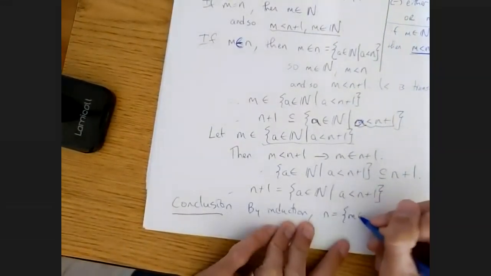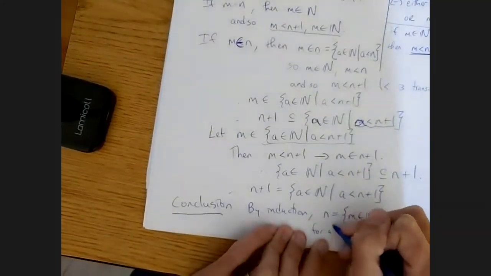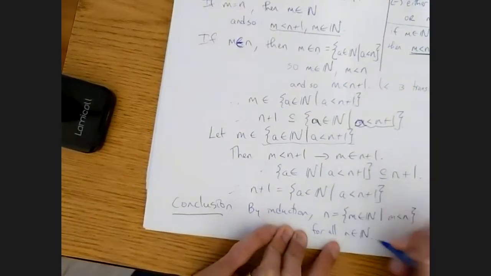n is the set of all natural numbers m that are less than n, for all n. QED. So I just wanted to do that example to remind you, if it helps you, of the four sections of an induction proof: base case, induction hypothesis, induction step, and conclusion.